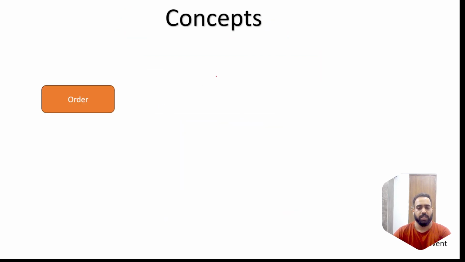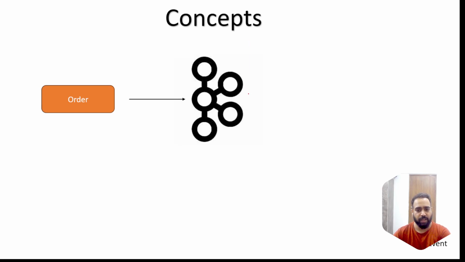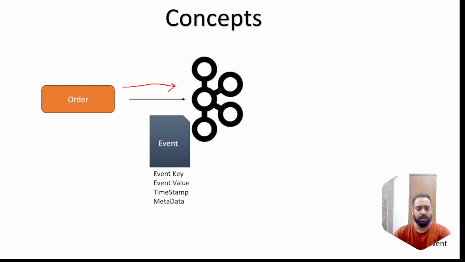Right? So there is a concept in Kafka called the event. The order microservice will send a lot of events to Kafka, and these Kafka events are nothing but have the Kafka key, value, timestamp, and metadata.